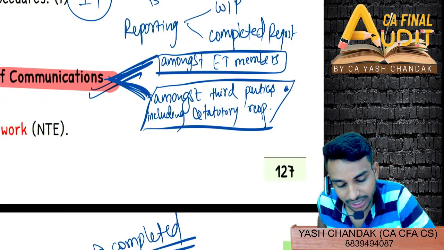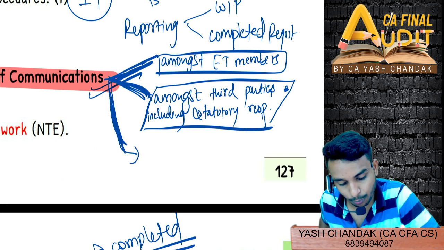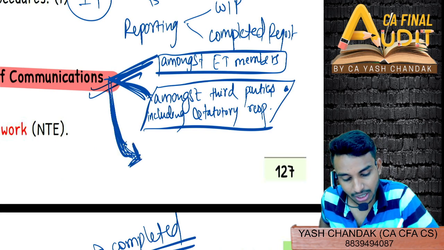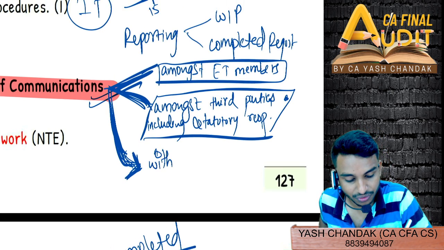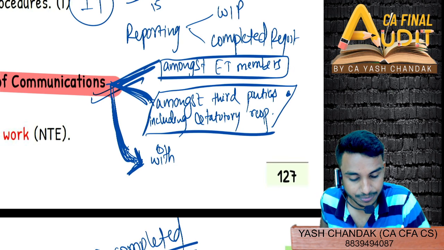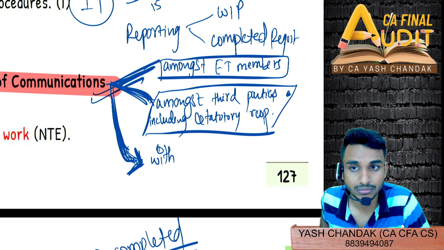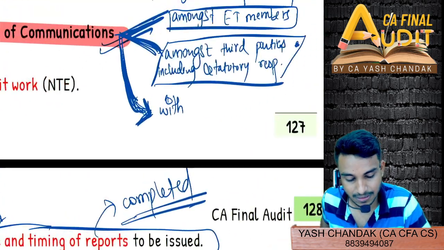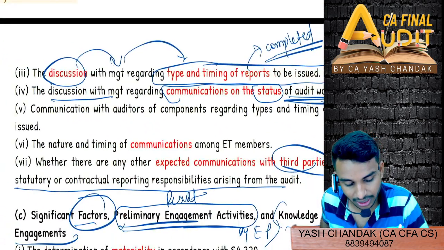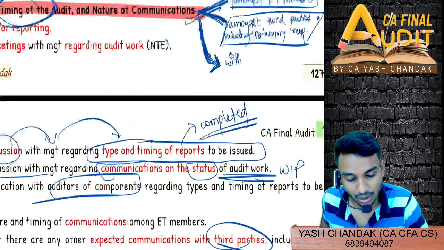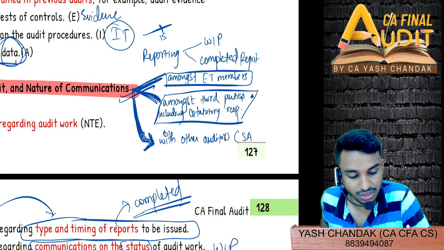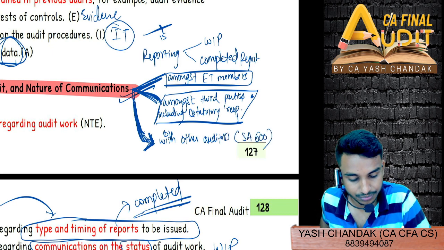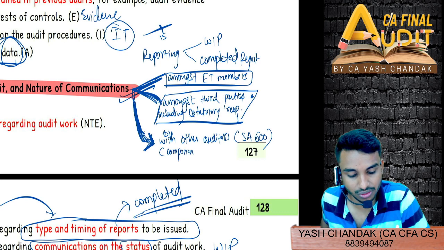So here also you can join one more point, communication. We have 3 points. So one you can communicate with the engagement team, other you can communicate amongst third parties, and one communicate with what? Anyone? Communication with? Previous auditor. Previous auditor, no, but other auditors. Auditors of components. Yeah, auditors of components. That means with other auditors in accordance with, say, SA 600. Component auditor or branch auditor, you can say.